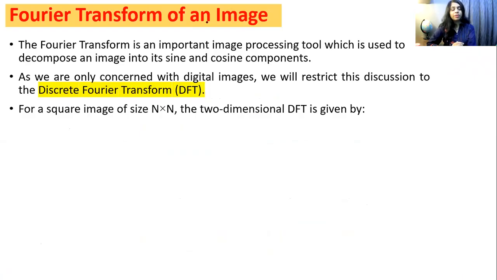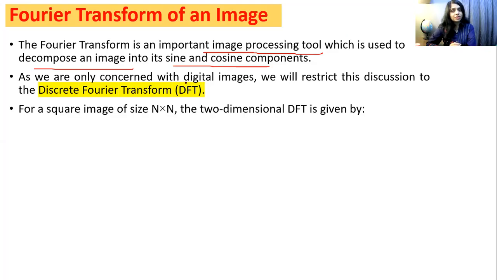The previous explanation was all about Fourier transform and inverse Fourier transform of a signal. Now Fourier transform of an image. All of us know that an image is a two-dimensional signal. The Fourier transform is an important image processing tool. It is a tool which is used to decompose an image into its sine and cosine components. So what Fourier transform of an image does, it divides the image into sine and cosine components.